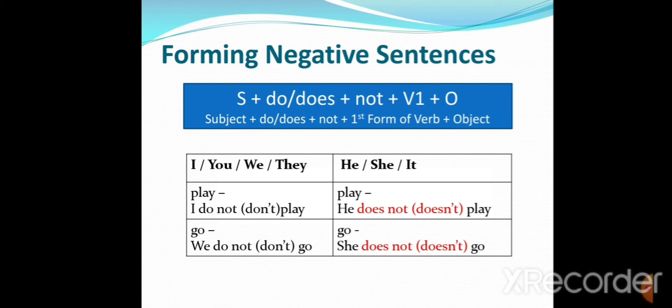Okay. So, this is how our sentences will look. Let us take the next example, if the verb is go, and the subject is we, then we will use do plus not, meaning we do not go, and if the subject is he, we will use does not go. So, she does not go.